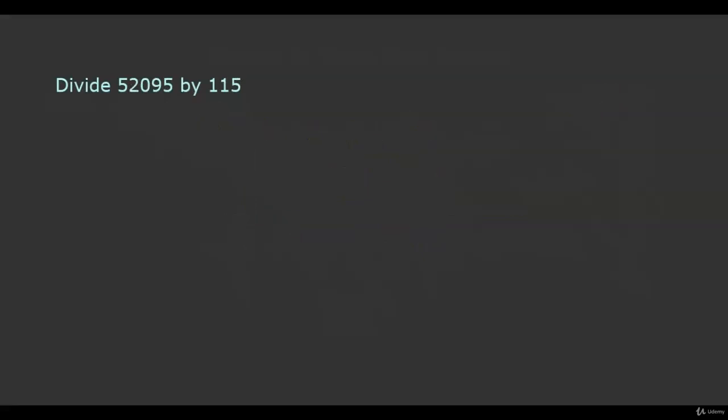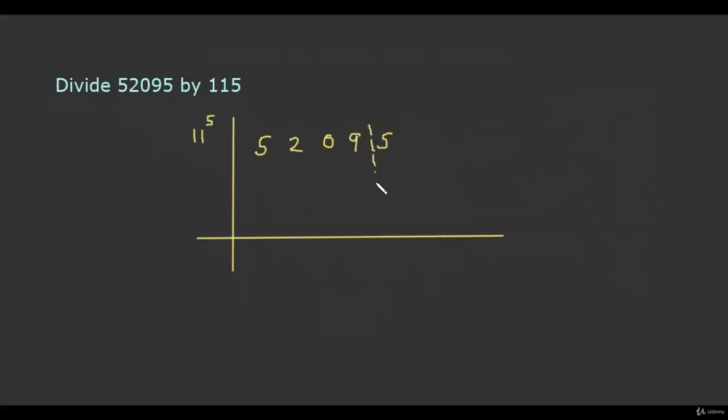Let's try one more problem. Now this is the dividend and this is the place for the divisor. Divisor is 115. We will place 11 as the base digit and 5 as the flag digit number. Because the flag digit number is a 1-digit number, we will separate just 1 digit from the last, 5. 11 can divide 52 four times. So quotient is 4 and the remainder is 8.